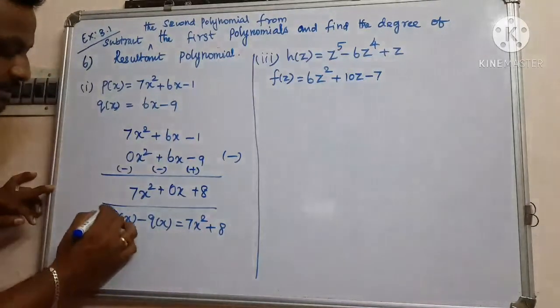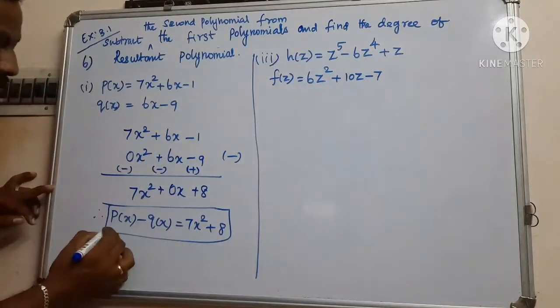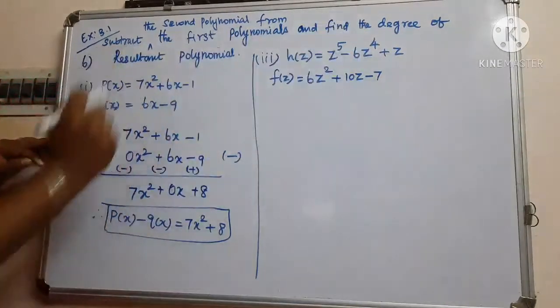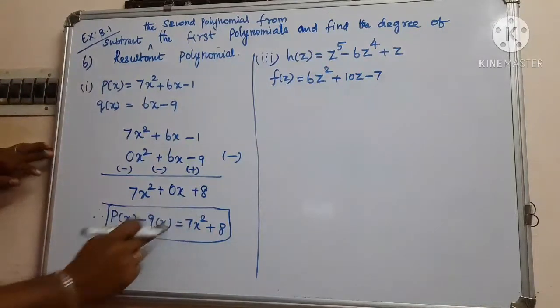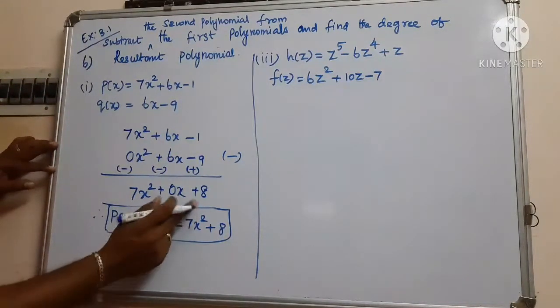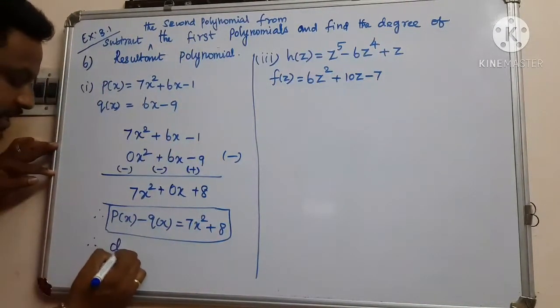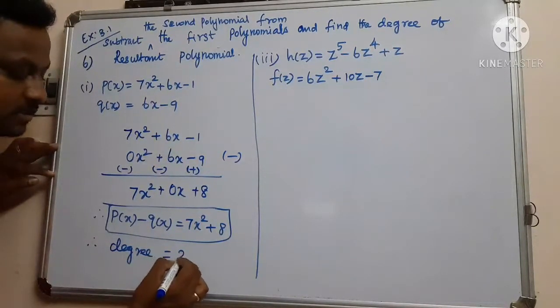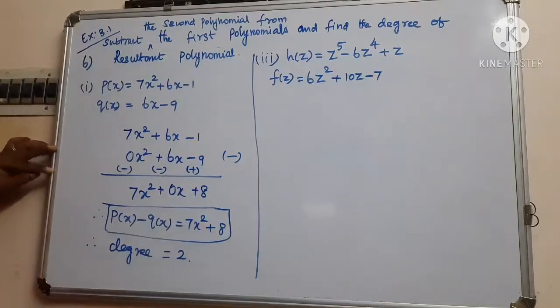So this is the final answer. Now you have to write the degree of the resultant polynomial. Here the highest degree is x square, that is power is 2. So therefore the degree of the resultant polynomial is 2 because the highest power is 2.